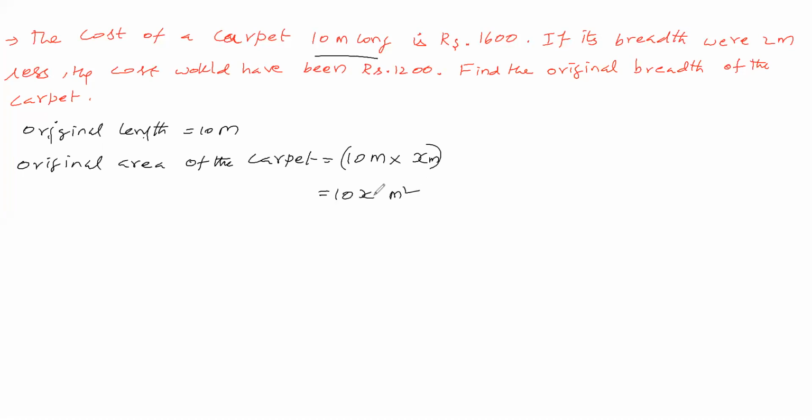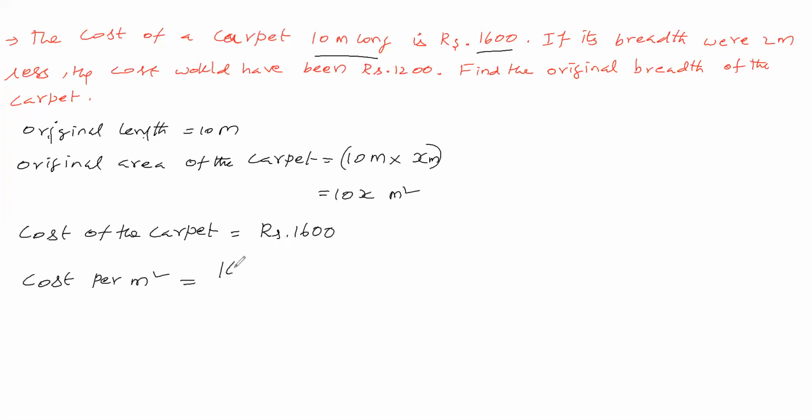Okay. Now, the cost of the carpet is rupees 1600. For how much area? For 10x meter square area, this is the cost. Now we will see the cost of the carpet per meter square. For 10x meter square, this much, so per meter square it is 1600 by 10x.